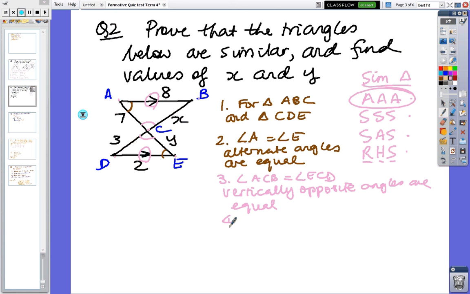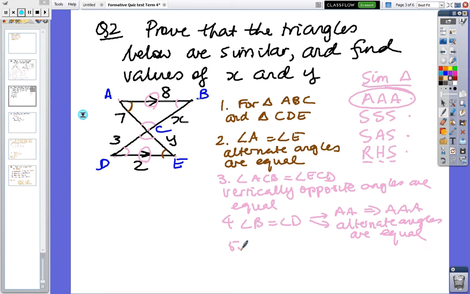And the fourth one is, well, angle B has to equal angle D. And there's 2 reasons. Once you've got 2 A's, then you must have 3 A's. Or the other reason is alternate angles are equal. Okay, so we've done it and finish it off with line 5.